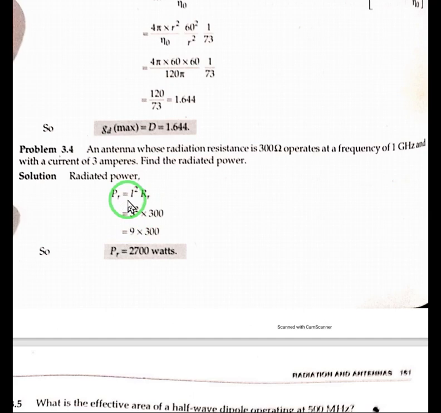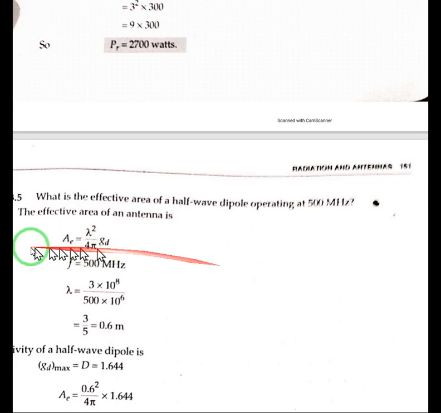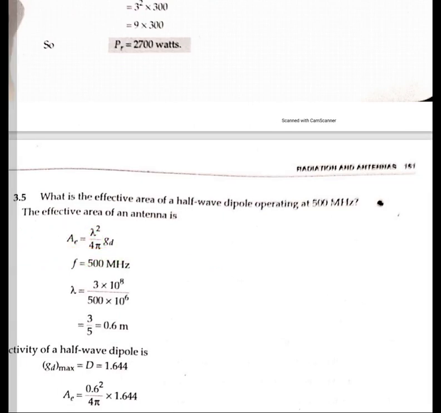We have I, that is 3 amperes, which is given in the question, and RR, the radiation resistance, is also given, that is 300 ohms. So we got the radiated power, that is 2700 watts. That is too much for the antenna.